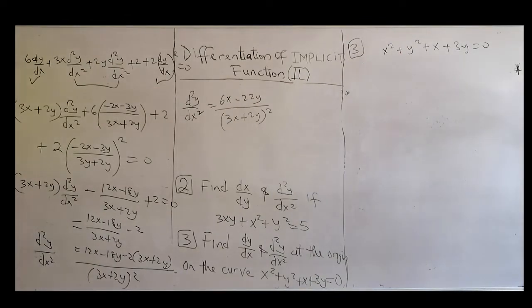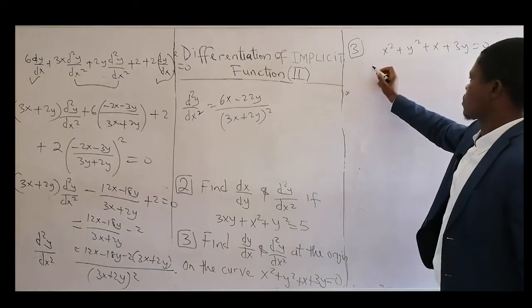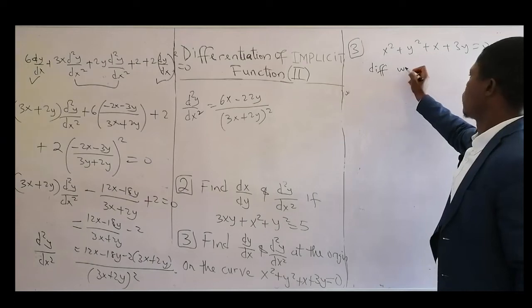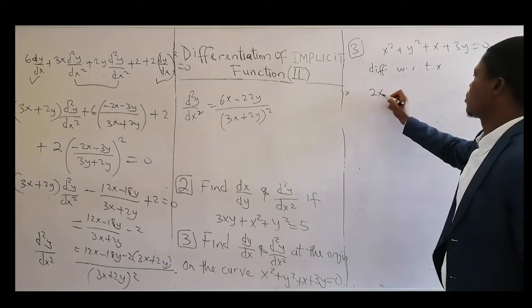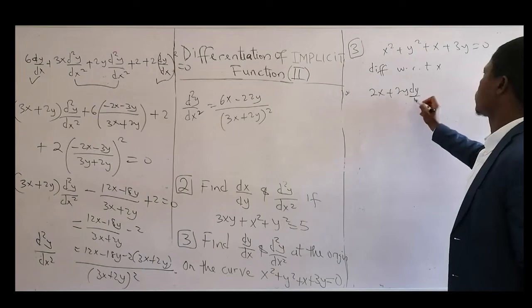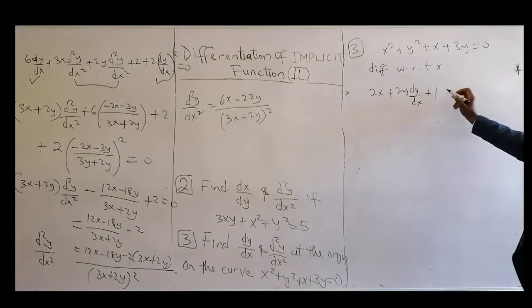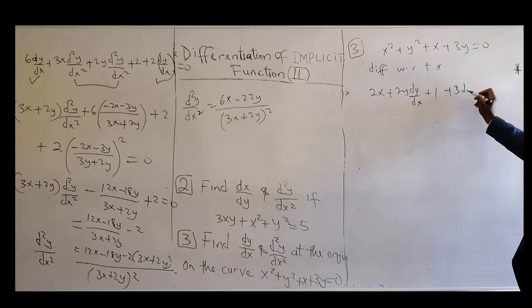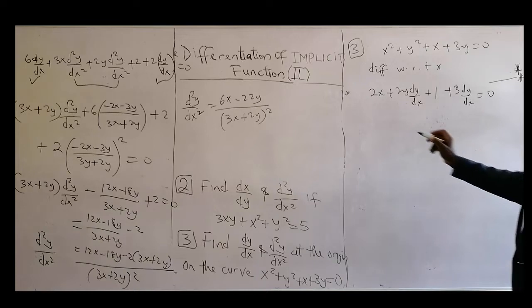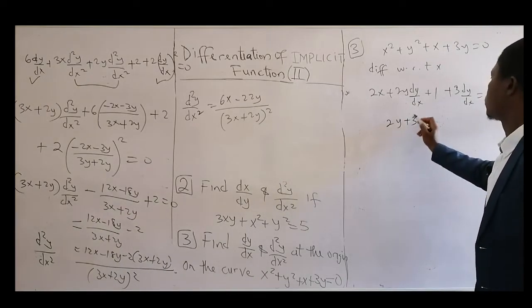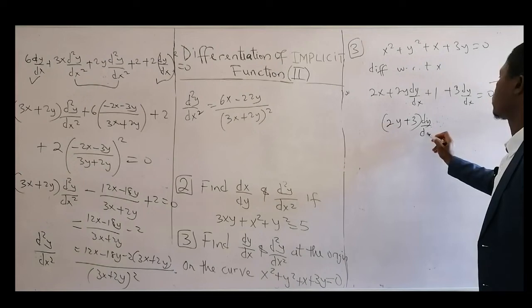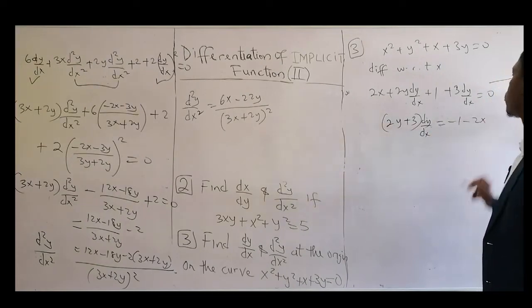Plus y squared plus x plus 3y equal to 0. So that's the third question. Differentiate with respect to x implicitly. So we have 2x plus 2y dy/dx plus 1, then plus 3 dy/dx equal to 0. Factorize your dy/dx. Let's make this one the subject. Let's call it a star. We'll use it later. So that will be (2y plus 3) into bracket dy/dx equal to minus 1 minus 2x.